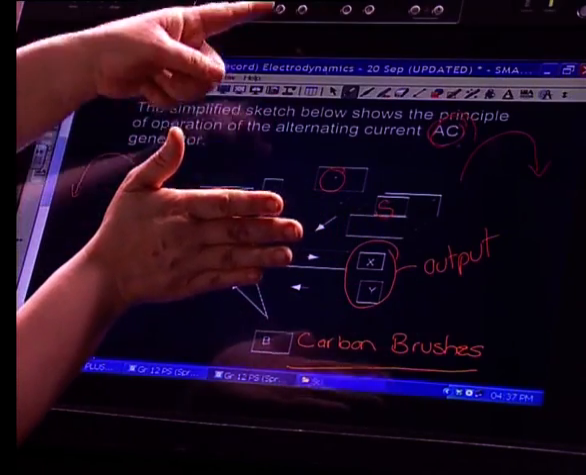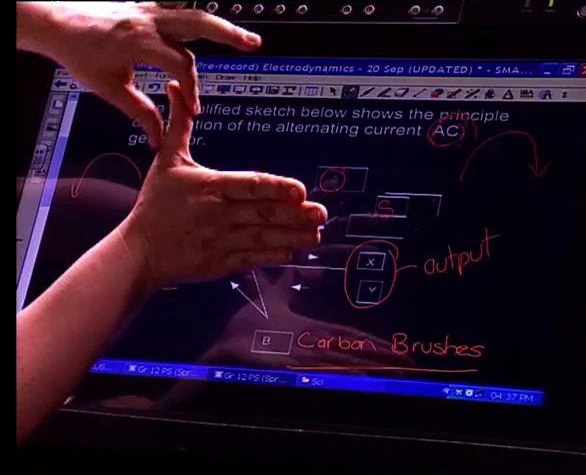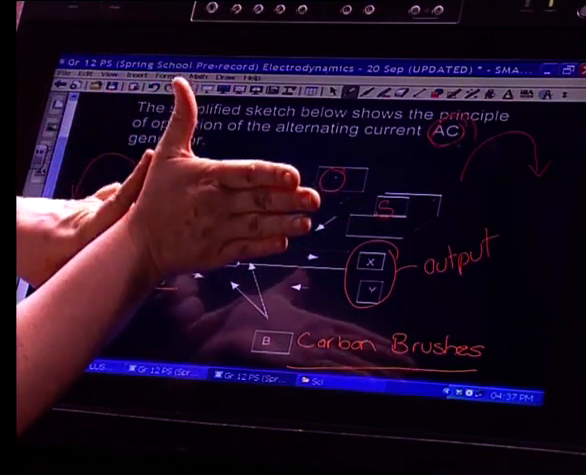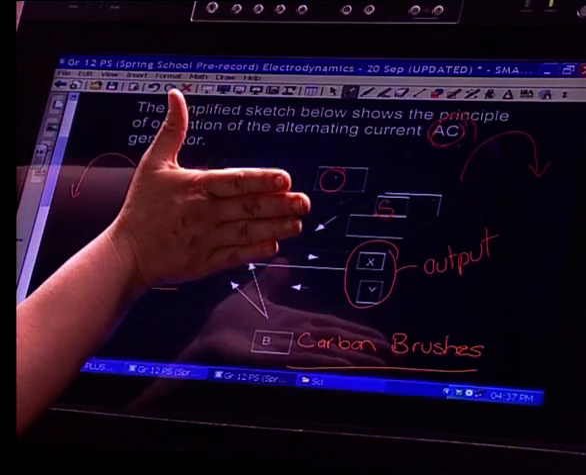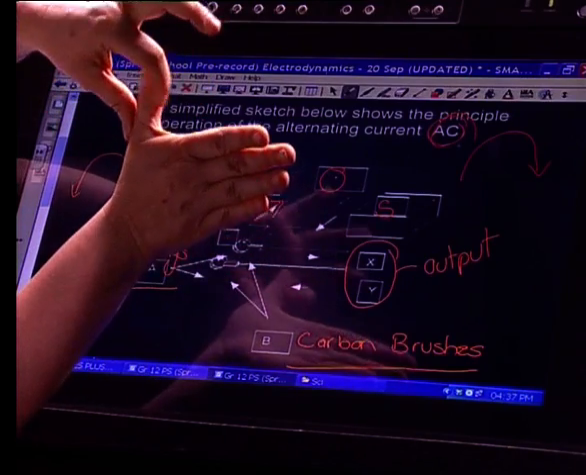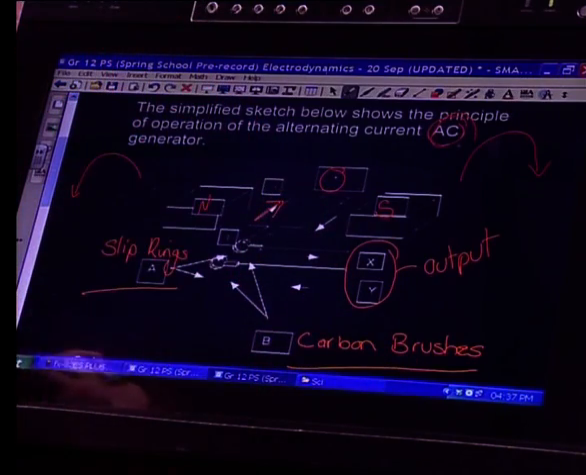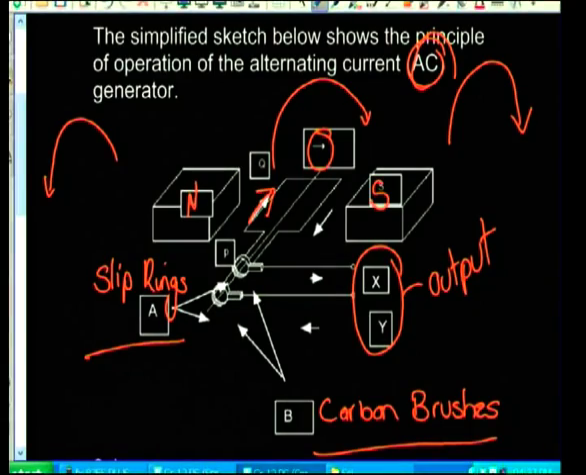Because in a generator, normally you will be given the direction it's turning in, and then we use the palm to find the unknown. So here we go, north to south. The current is going into the page, so my thumb is now going up. Thumb's going up. That means it's got to go clockwise.